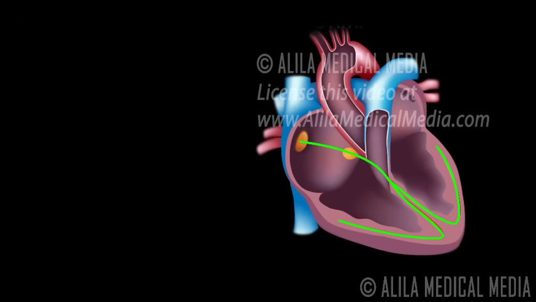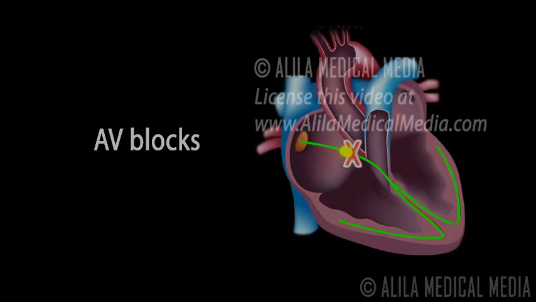Heart blocks are classified by the location where the blockage occurs. Accordingly, there are SA nodal blocks, AV nodal blocks, intra-Hisian blocks, bundle branch blocks, and fascicular blocks. Of these, AV nodal blocks, or AV blocks, are most clinically significant. In fact, very commonly the term heart block, if not specified otherwise, is used to describe AV blocks. In AV blocks, the electrical signals are slow to reach the ventricles or completely interrupted before reaching the ventricles.